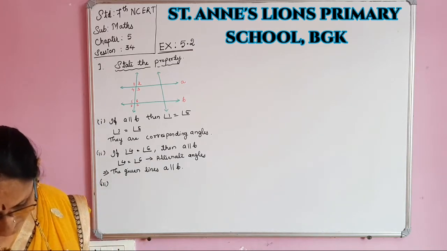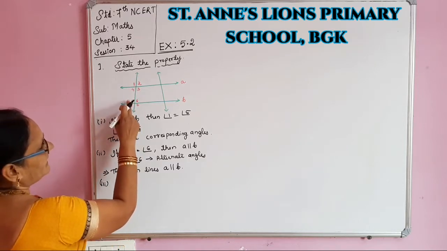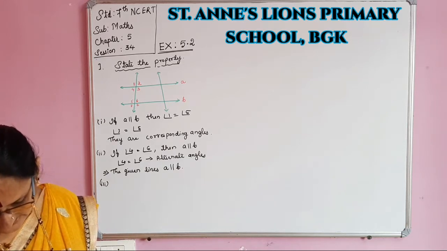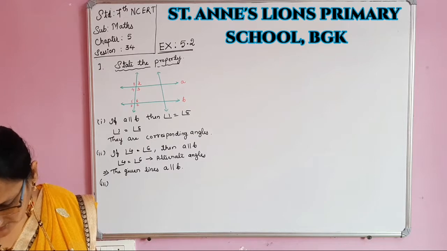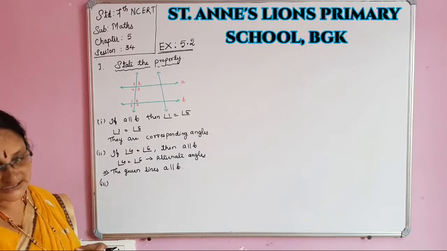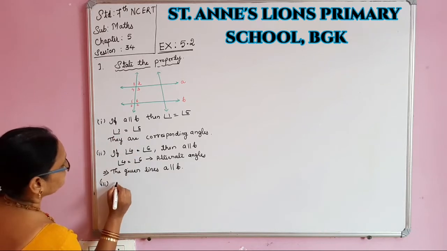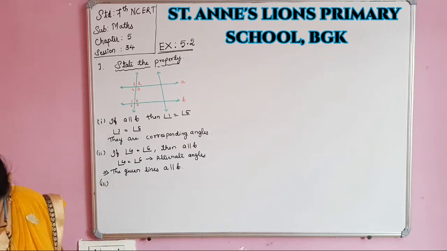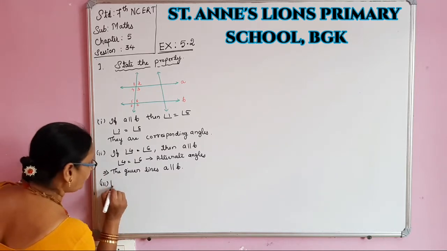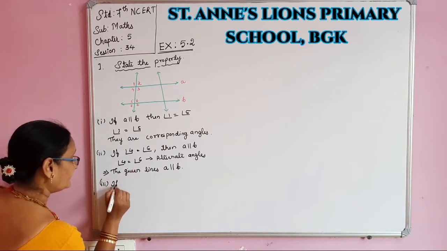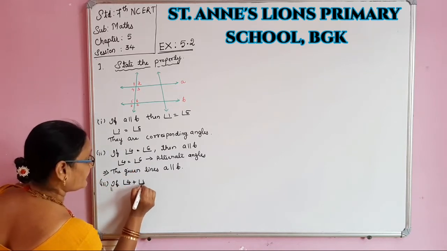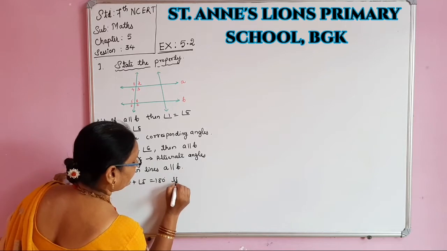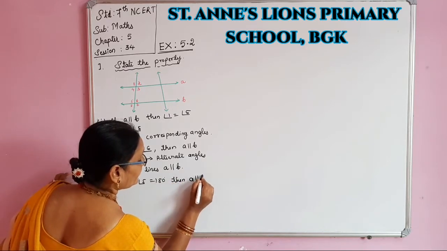Next, angle 4 plus angle 5 equal to 180 degrees, then A is parallel to B. Here which property do we have to use? Interior angles on the same side of the transversal are supplementary. We must write the third question: if angle 4 plus angle 5 equal to 180 degrees, then A is parallel to B.